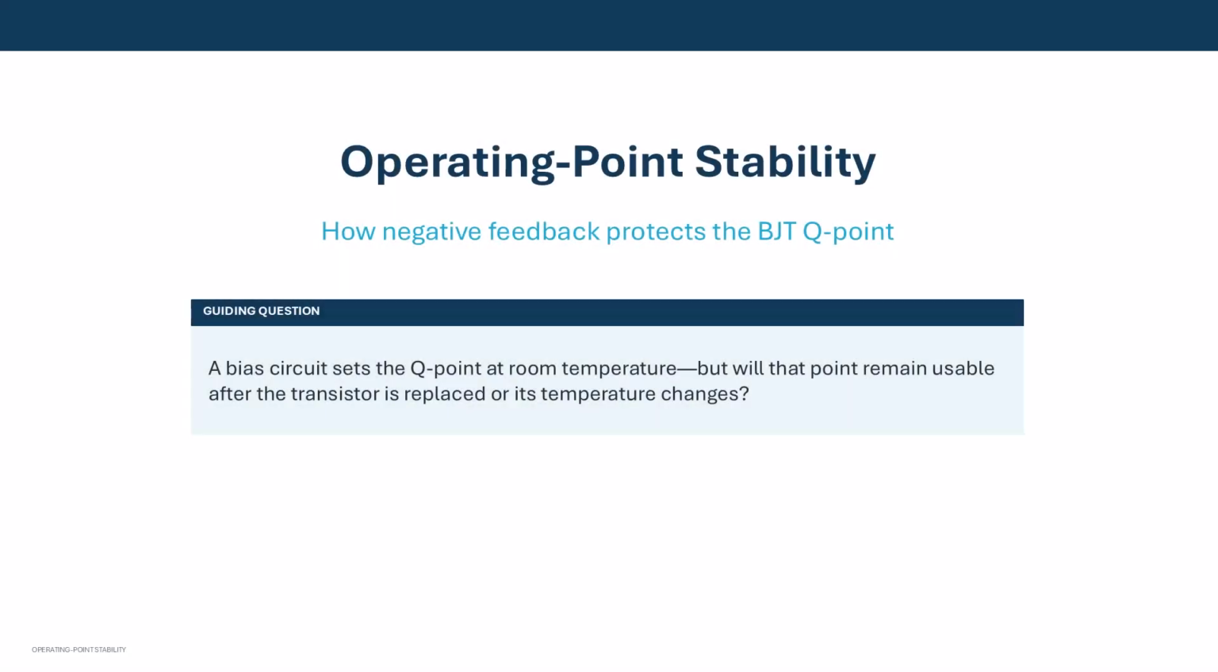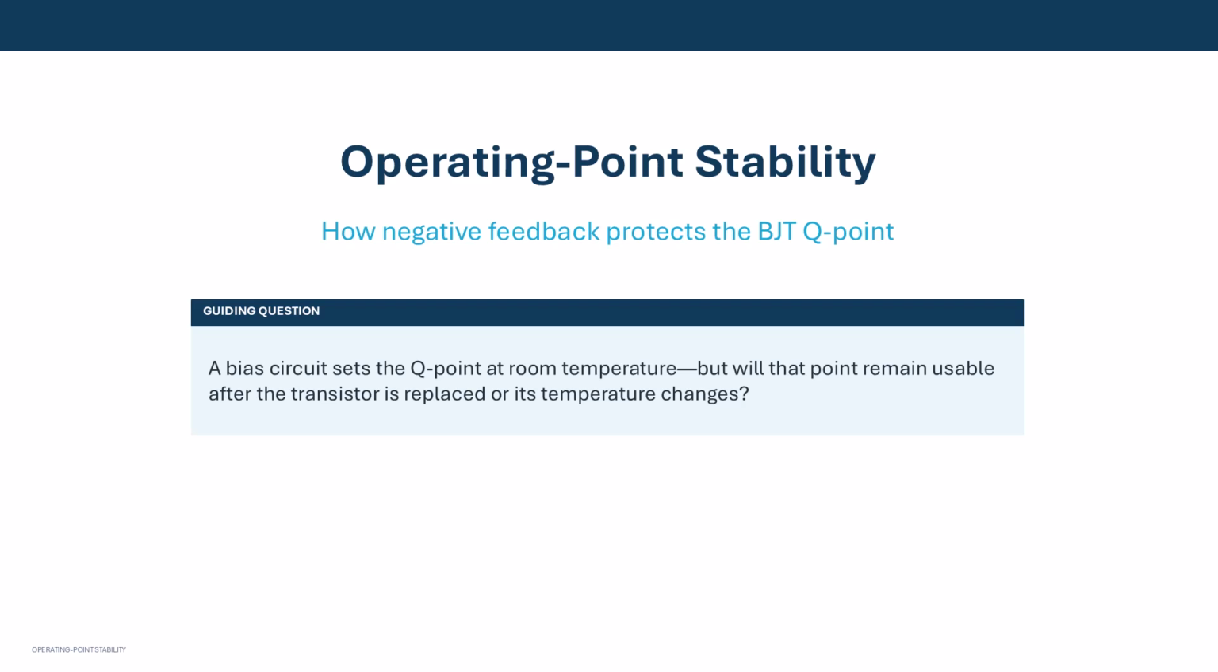A bias network may establish exactly the collector current and collector to emitter voltage we want at room temperature. The central question is whether that operating point remains usable when the transistor is replaced, the temperature changes, the supply varies, or resistor values depart from nominal.